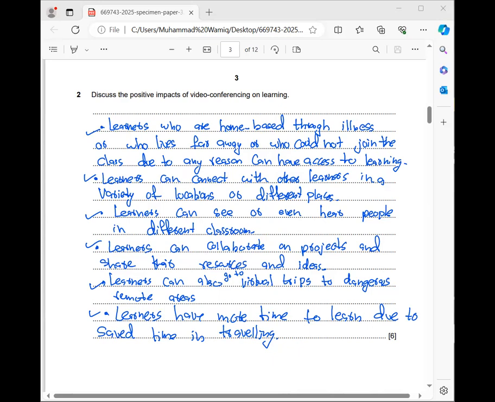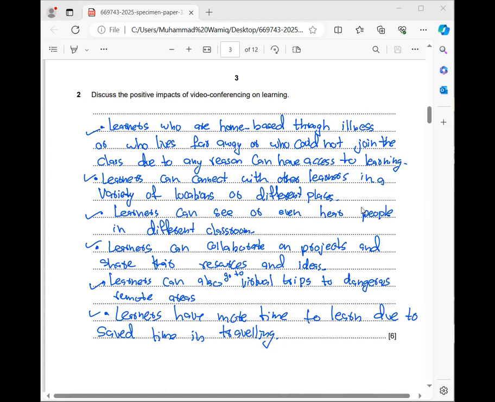And this is for 6 marks, right? So learners can see and hear people in different classrooms as well. They can collaborate on their projects. Video conferencing basically gives learners more choice about what they want to do, and learners can even go on virtual trips as well. Like they don't have to go into the dangerous places.